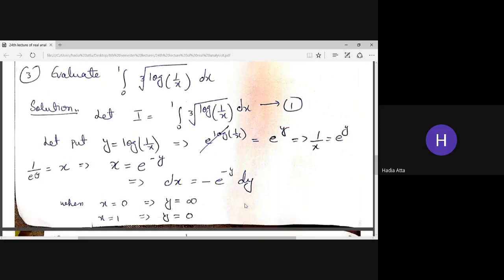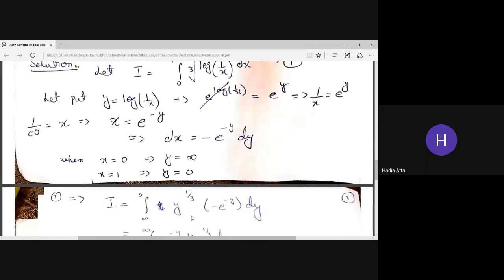Okay, so again, by the method of substitution, if you are going to change the function from one variable into another variable, you must change the limits of integration. If x is equal to 0, what is y? y is equal to infinity, because 1 by 0 is infinity and log of infinity is infinity. And if you put 1, that is log of 1, and you know that log of 1 is equal to 0, so y is equal to 0. So here is the change of limits: 0 is replaced by infinity and 1 is replaced by 0. So your new integral in equation number 1 becomes the integral from infinity to 0 of y raised to the power 1 by 3.